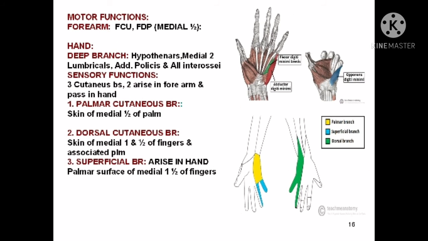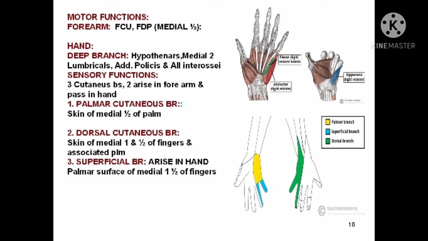Now, in a nutshell, all the functions. In the forearm, the flexor carpi ulnaris and the medial half of the flexor digitorum profundus are supplied by the ulnar nerve. In the hand, the deep branch supplies all the hypothenar muscles, the medial two lumbricals, and the adductor pollicis, which is a member of the thenar muscles, and all the interossei, whether dorsal or palmar. All these are supplied by the ulnar nerve.